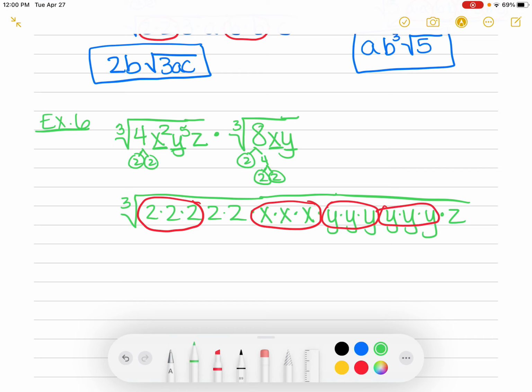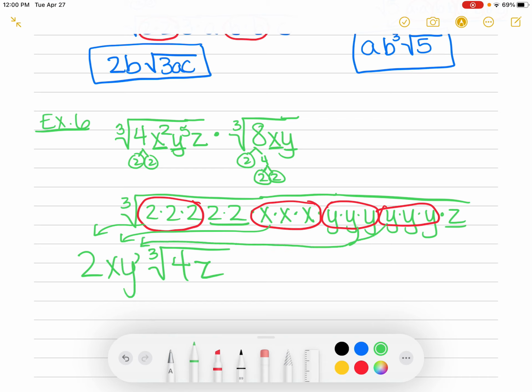So now when I pull those things out, I'm going to have, well, let's do the ones that are left inside. So what's left inside is 4 and a z, so 4z. Now for the outside, I have a 2, I have an x, and I have 2 of these for y's, so that's y squared. So this is my answer for example 6. So hopefully that's not too complicated, and if you just take it step at a time, you should be able to solve these. So that's it.